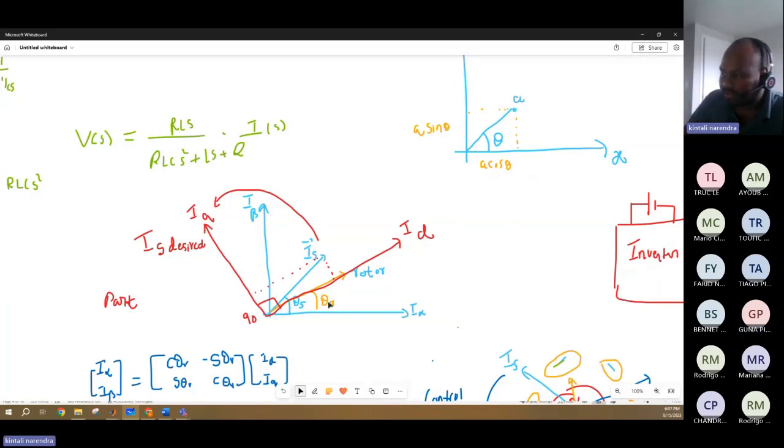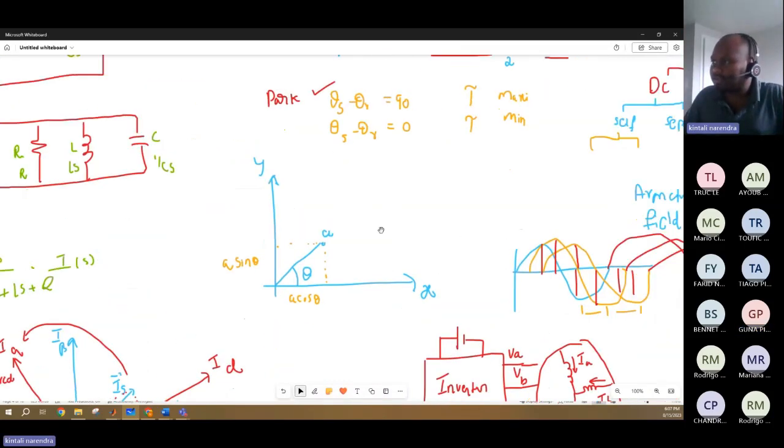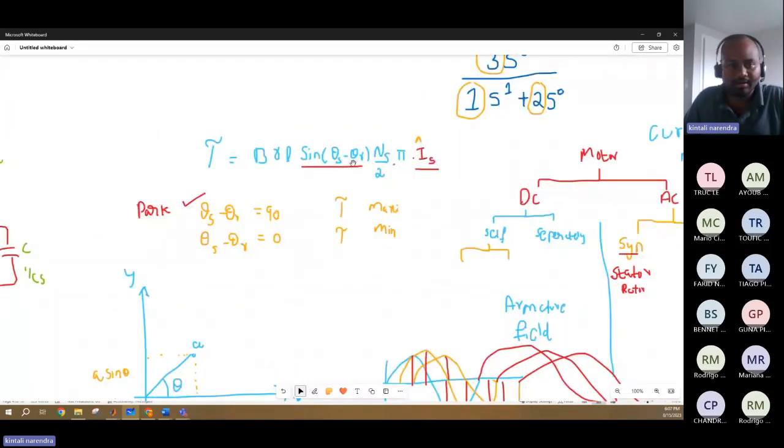You know this theta R from the sensor. From I alpha, I beta, from IA, IB, IC, you know theta S. So you have sine of theta S minus theta R. That's what they're using.